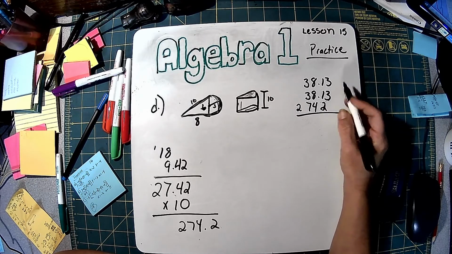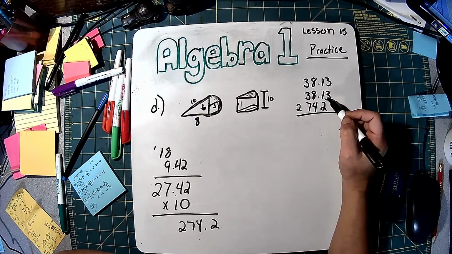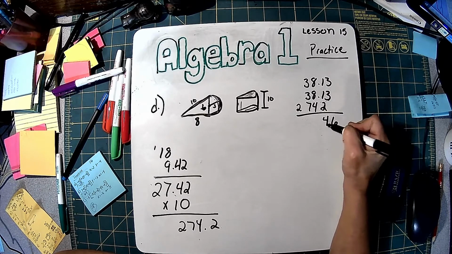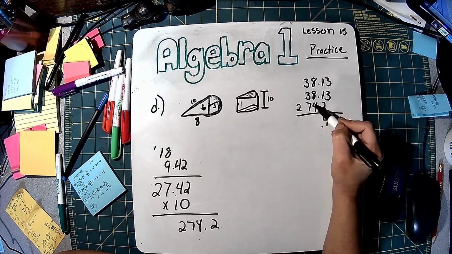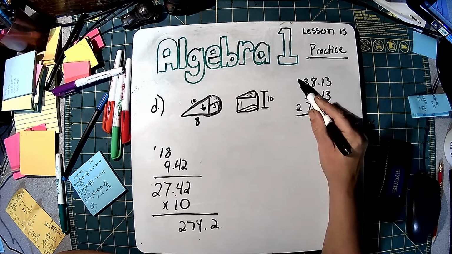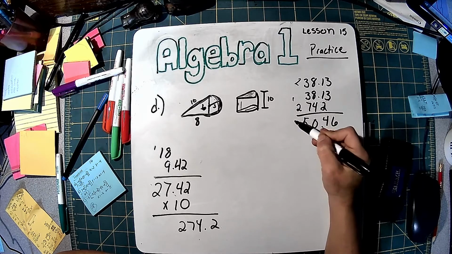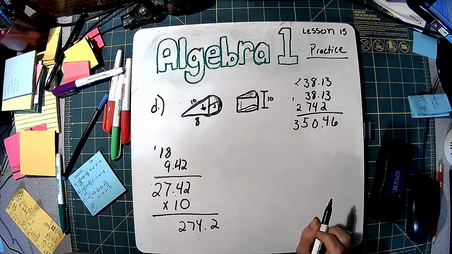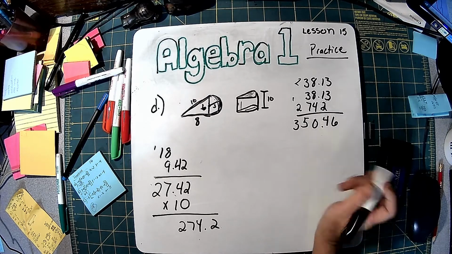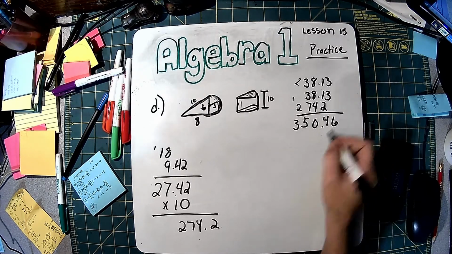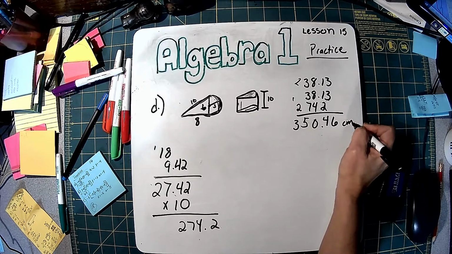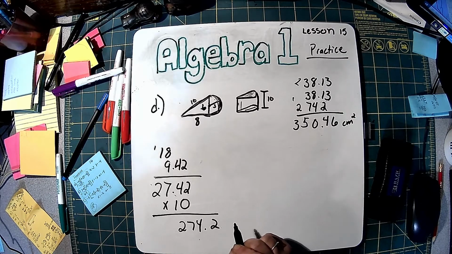So 3 and 3 would be 6, and then 2, 3, 4. 8 and 8 is 16, 17, 18, 19, 20, carry the 2, that would be 10, 13, 14, 15, carry the 1, that would be 350.46, and that's the answer. And I don't remember if that's centimeters, meters, whatever, call it centimeters squared. Okay, so that's the answer to that one.